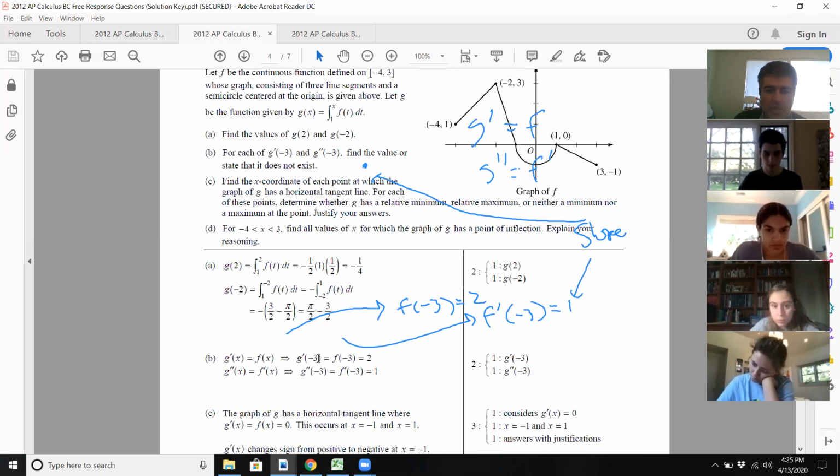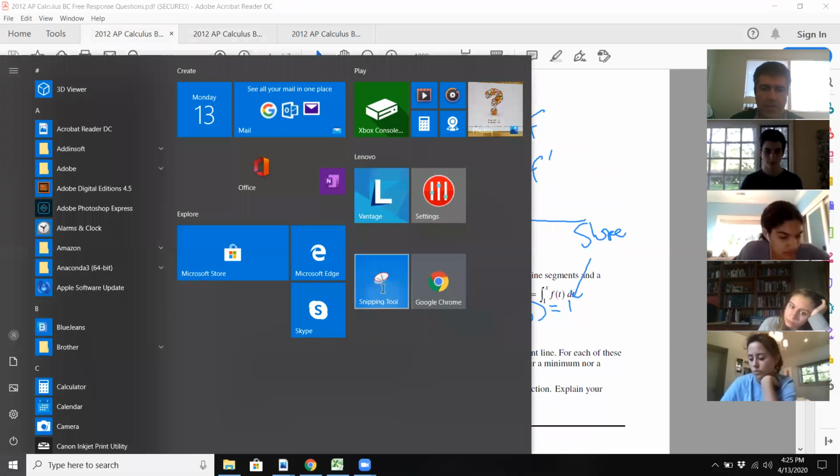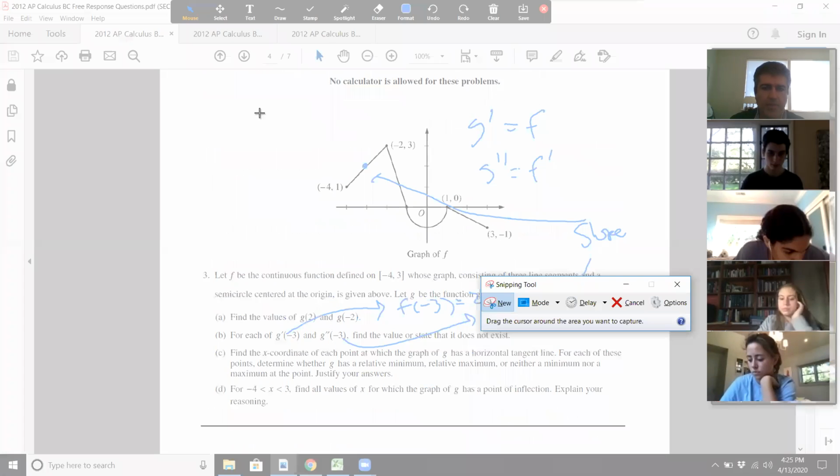But see, notice they showed that. So that's very, very important that you make that connection. If you just wrote the answer, I don't know if you'd get the point, but better safe than sorry. Definitely make that connection, that G prime is F and G double prime is F prime. Okay, so that covers part B. Any questions there on that one? Nope. Okay. We'll do a quick screen capture, and then we'll move on to part C.